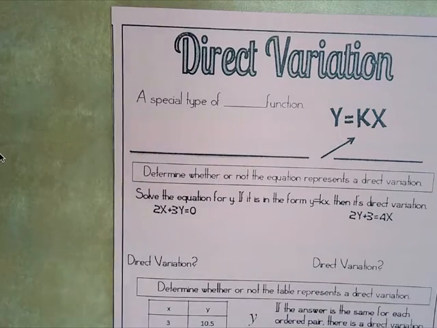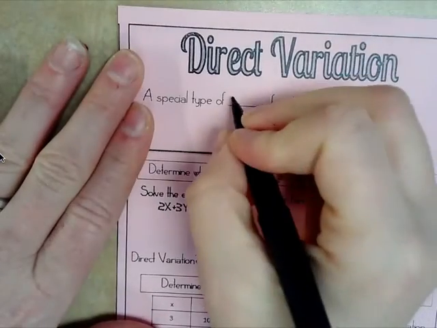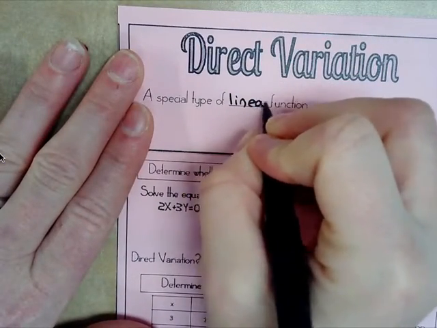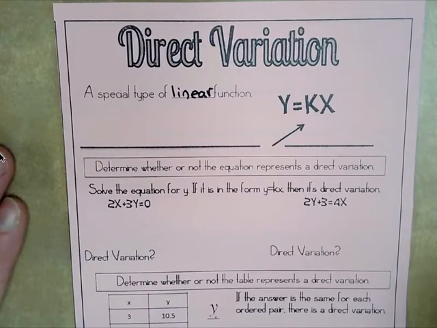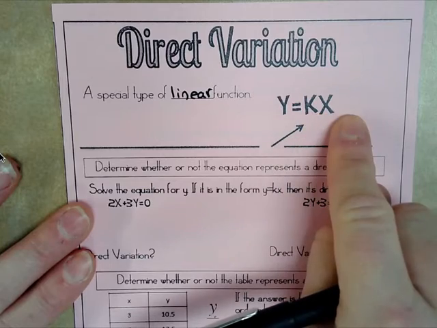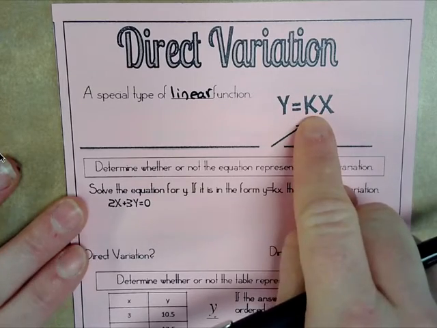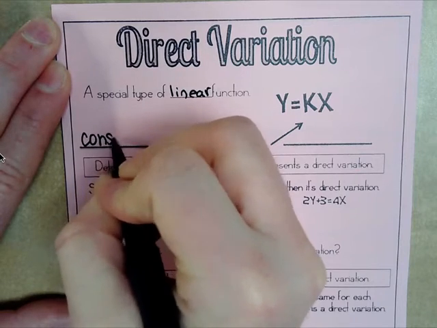We are talking about direct variation today. Direct variation is a special type of linear function. The equation is y equals kx. K represents our constant of proportionality.